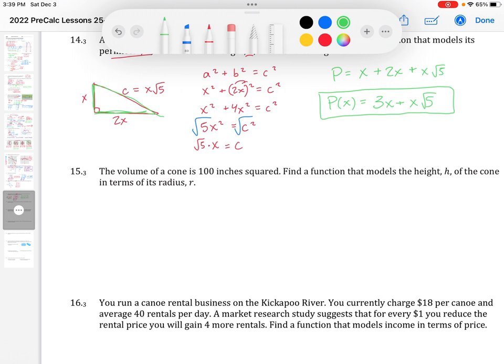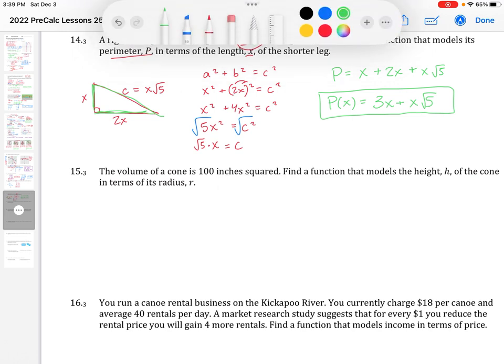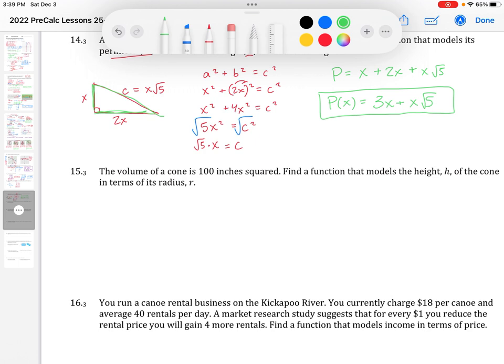All right, in 15, you have the volume of a cone is 100 inches cubed. Find a function that models the height h of the cone in terms of the radius r. So we're going to start with this cone.